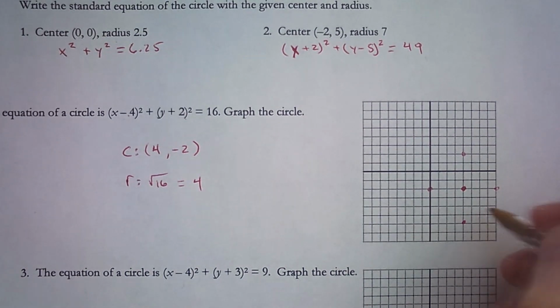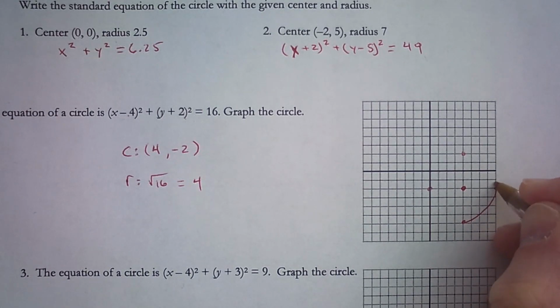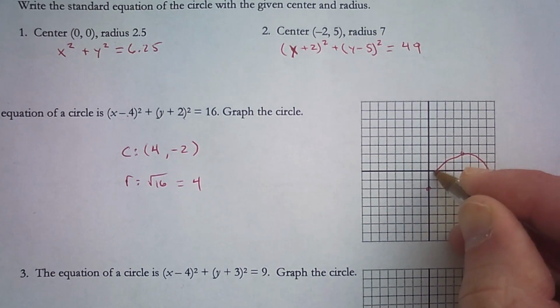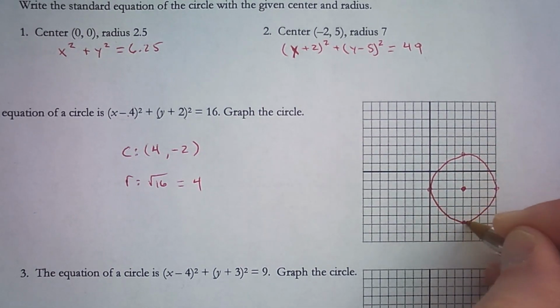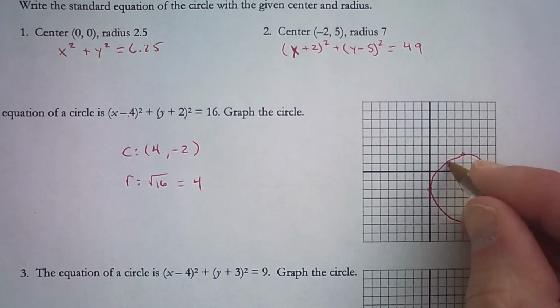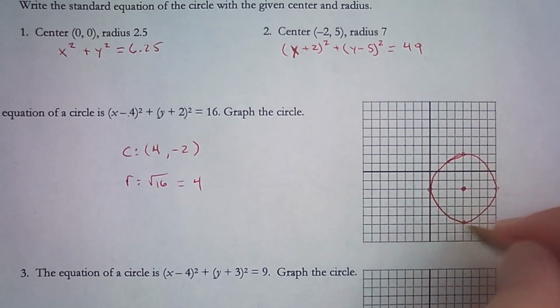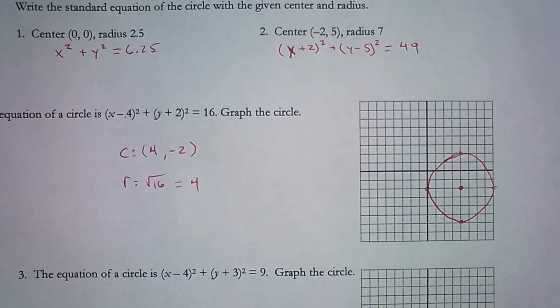And we're going to connect those in a circle. We're going to make the best circle we can out of this. And our circle should touch all 4 of those points. And as best we can, we make the rest of that resemble a circle.